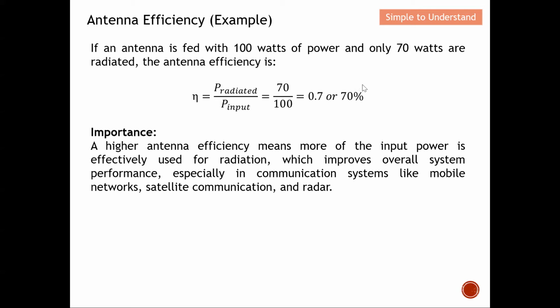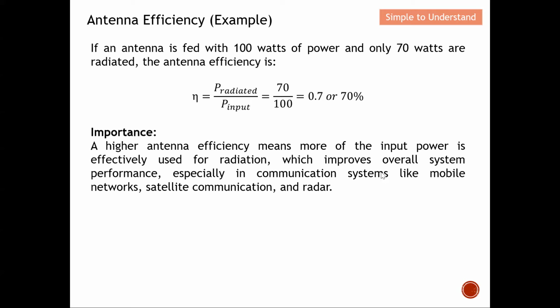I will say that most of the time we describe antenna efficiency as a percentage. So from here, you have a clear-cut view of how effective the antenna is. So basically, for this example, 70% antenna efficiency. Let's quickly highlight a key important thing. A higher antenna efficiency means more of the input power is effectively used for radiation, which means that given the input power, if we have a higher antenna efficiency, more power is converted to radiated power.